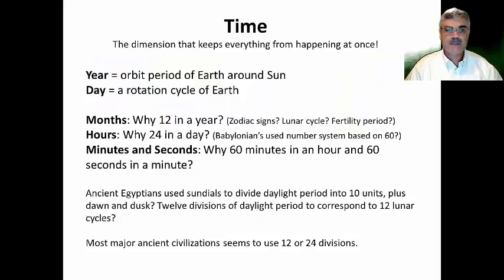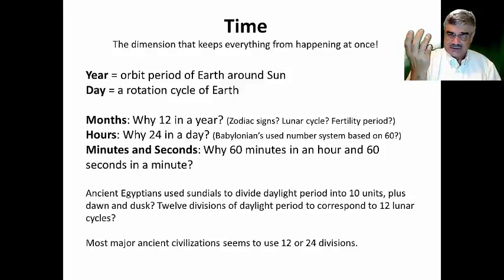What is time? Well, time is the dimension that keeps everything from happening at once. Think about it. The most obvious measurements of time we have are the year and the day. The year, of course, being the length of time it takes for the Earth to go around the sun, one orbit around the sun, and the day, how long it takes for the Earth to rotate on its axis. So these units of time are determined by astronomy, essentially, and there's no debate about them.